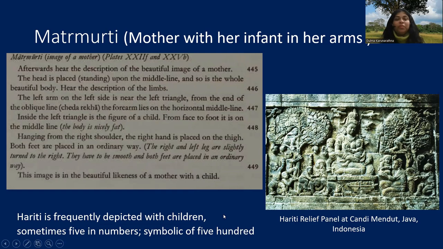And the most common depiction of such a Matru Murti is Hariti. We can see the popularity of that Hariti figure. Sometimes she is depicted with her well-shaped breast, touching her breast, and also depicted with a child, and most commonly with several, five in number. And here we can see that five in number represents the story behind this Hariti, that is, 500 children she got by Panchika.